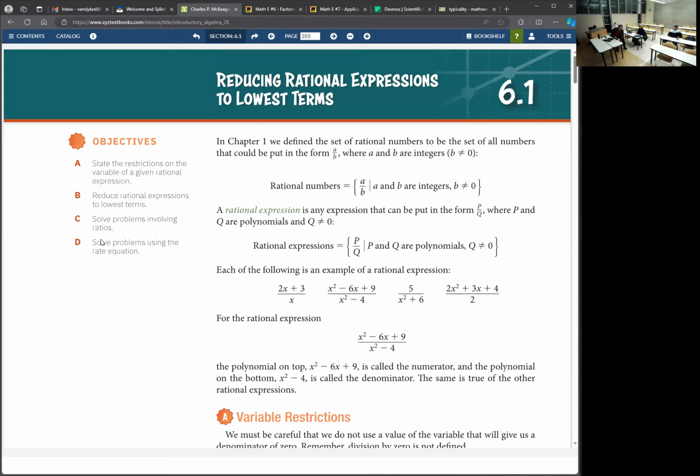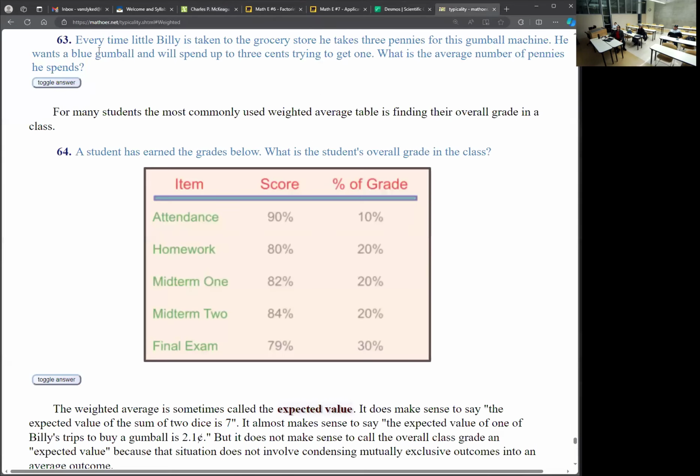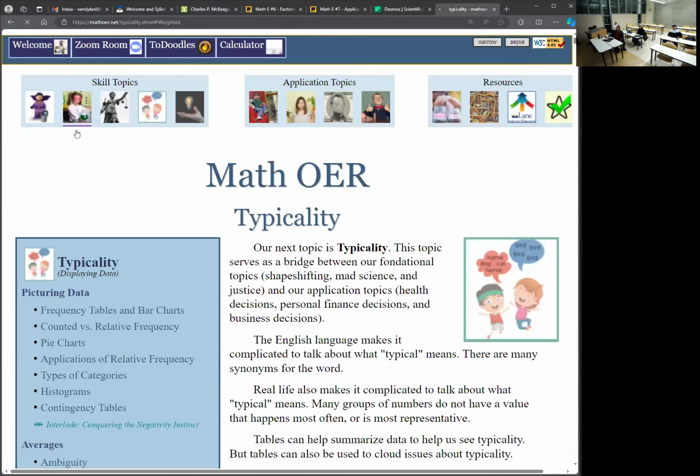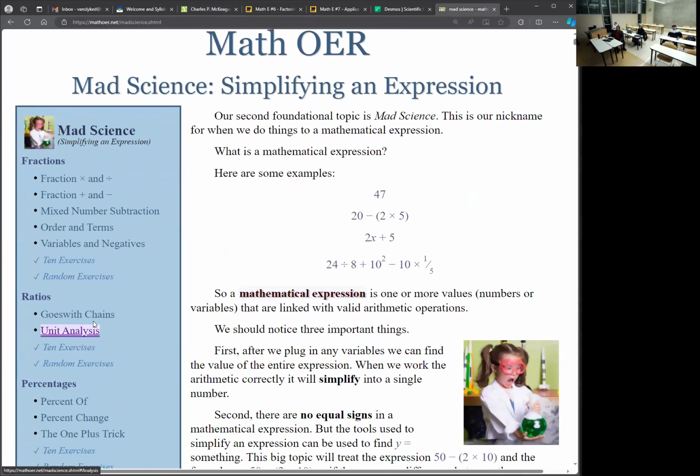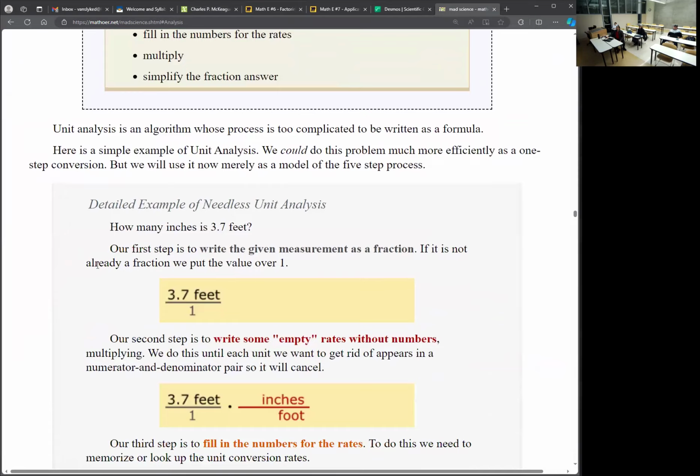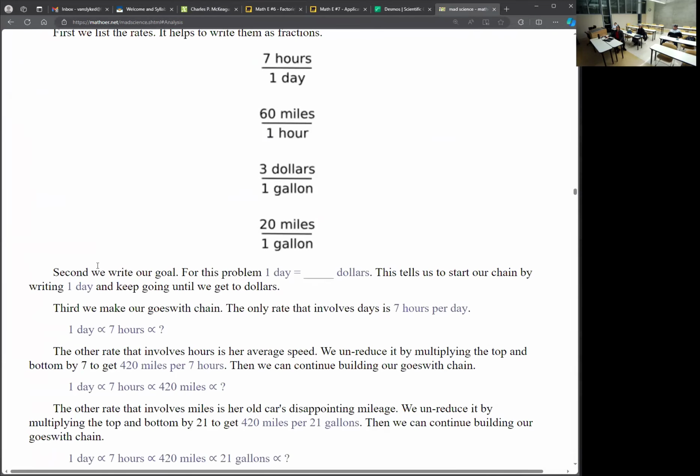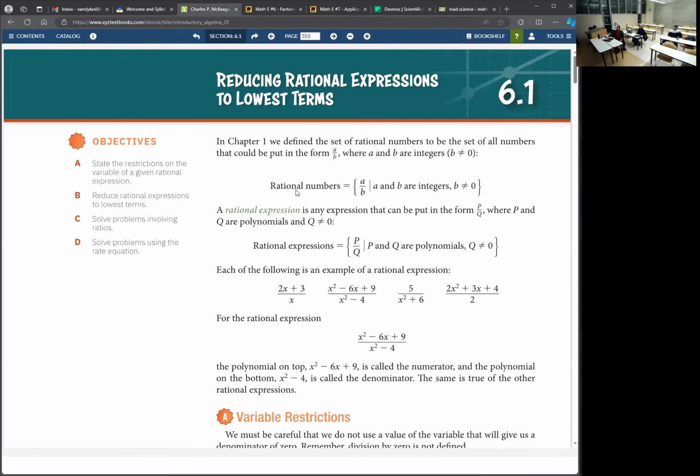Why do they call it a rational thing? They don't mean rational like logical that makes sense. That's because they're using the same vocabulary as the word ratio. If I say something like, these are all ratios, 7 hours per day, 60 miles per hour, $3 per gallon, 20 miles per gallon, right? You've heard of ratios, you're just comparing two things with different measurement units. So rational is built up out of the word ratio. You can see it hiding in the front. So don't think about calm, collected Mr. Spock rational. It's just, this is a ratio, but we're using polynomials instead of other things.